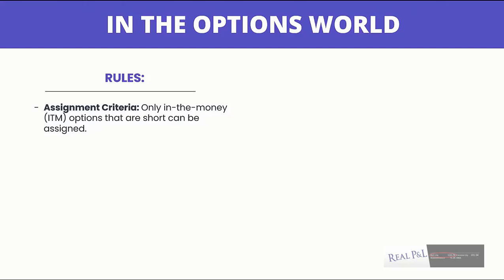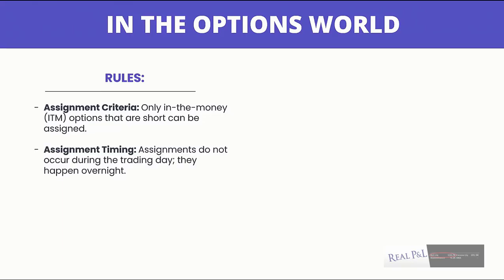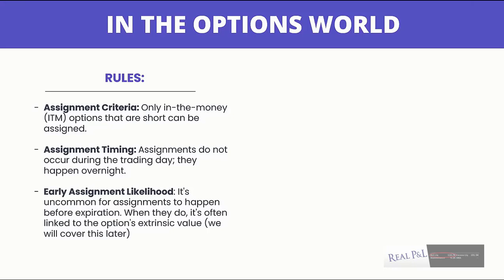Only in the money options that are short can be assigned. Assignment timing: assignments do not occur during the trading day. They happen overnight. Early assignment likelihood: it's uncommon for assignments to happen before expiration, but when they do, it's often linked to the option's extrinsic value, and we will cover this later.